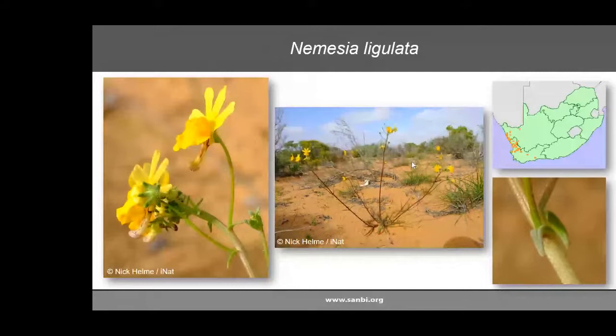So Nemesia ligulata, as we currently know it, is distributed on the western side of South Africa. It grows in sandy soils and forms small annual herbs that resprout annually. On the right-hand side, you can see the floral bract, and that is very typical for this species. On the left-hand side, you can see that large inflated tip of the spur and the laterally compressed spur containing some nectar as well.